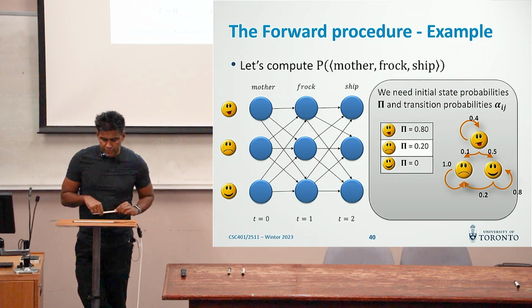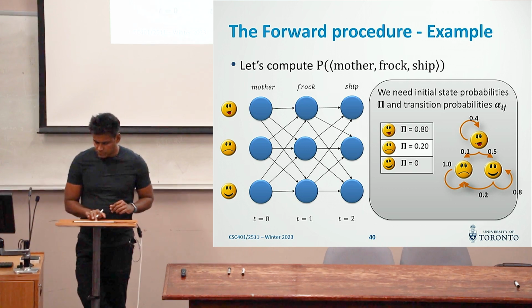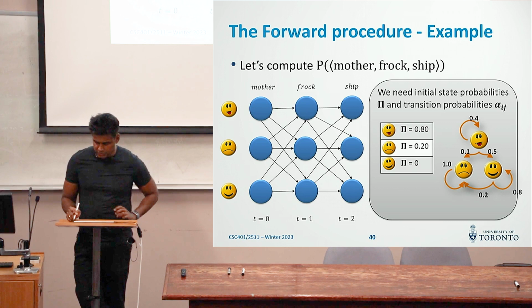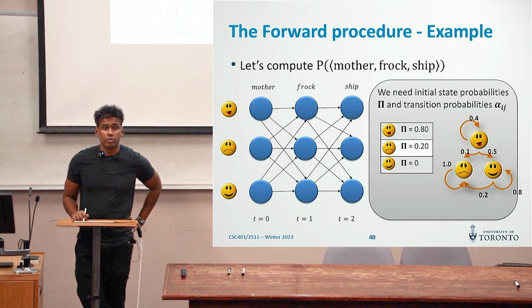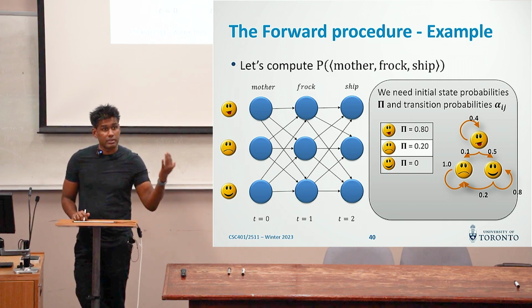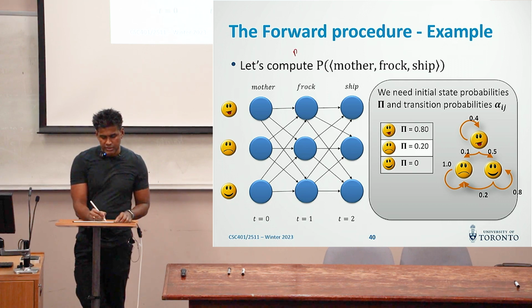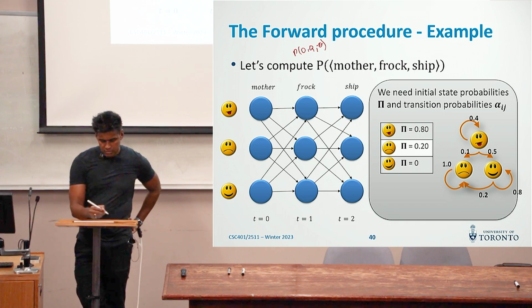All right, so let's take a quick example of the forward procedure. Our observation is 3 time steps. We have 3 observation tokens, mother, frog, and ship in sequence. And we have the 3 states, the mood states. And then we're trying to calculate our observation likelihood. First, we need to apply the initialization procedure, which is basically filling out the first column. And we do that how?